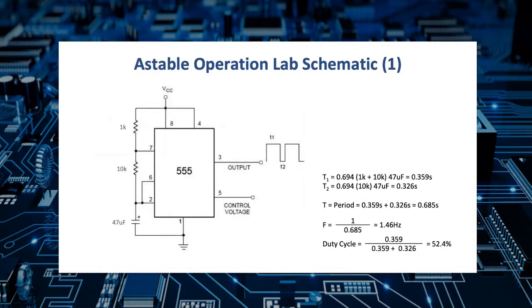So here's the circuit we're going to set up in the lab. And we're going to set up two different circuits with two different resistor values. So this is the first example where we're going to use R1 equals 1K and R2 equals 10K. And then we're going to set a 47 microfarad capacitor. And what we can predict is that the pulse high time is going to be 0.359 seconds, and the pulse low time is going to be 0.326 seconds. So overall, it'll be just under 3/4 of a second. And we'll end up with a frequency of about 1.5 hertz.